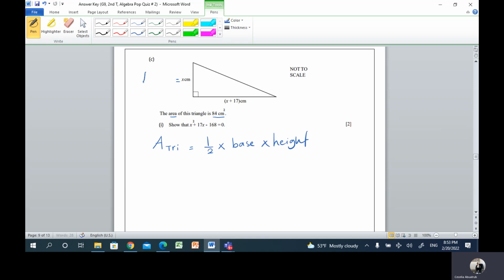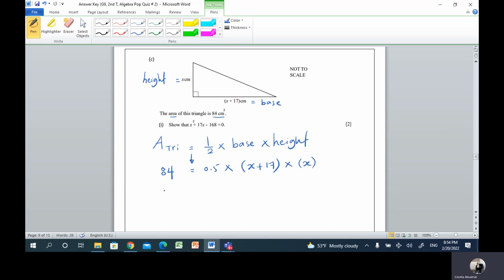And this is the expression for the height. And this is the expression for the base. And instead of the area of the triangle, I can replace it with 84 centimeters squared. It's given to me in the question. The half, I can write it as 0.5 times the base. Since it's an expression, always place it inside brackets. Times the height is an expression, so we can place it inside a bracket.